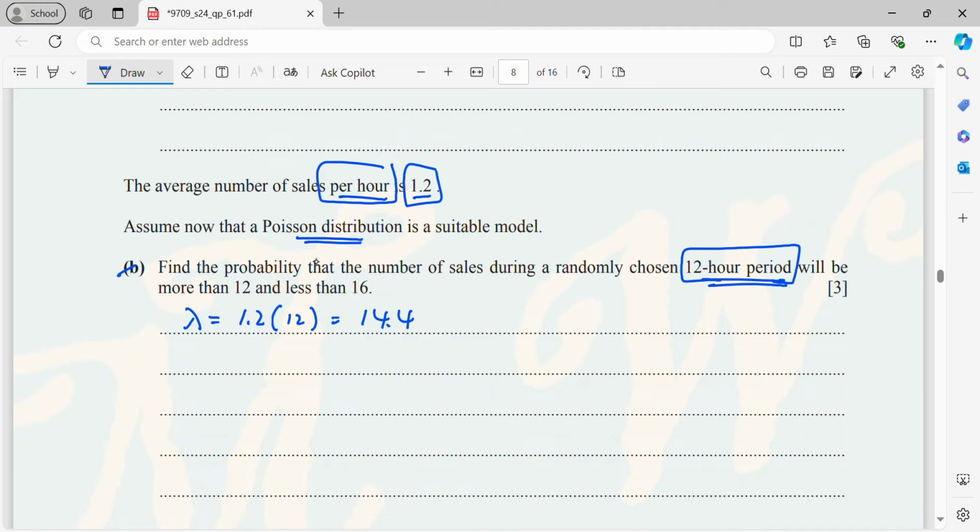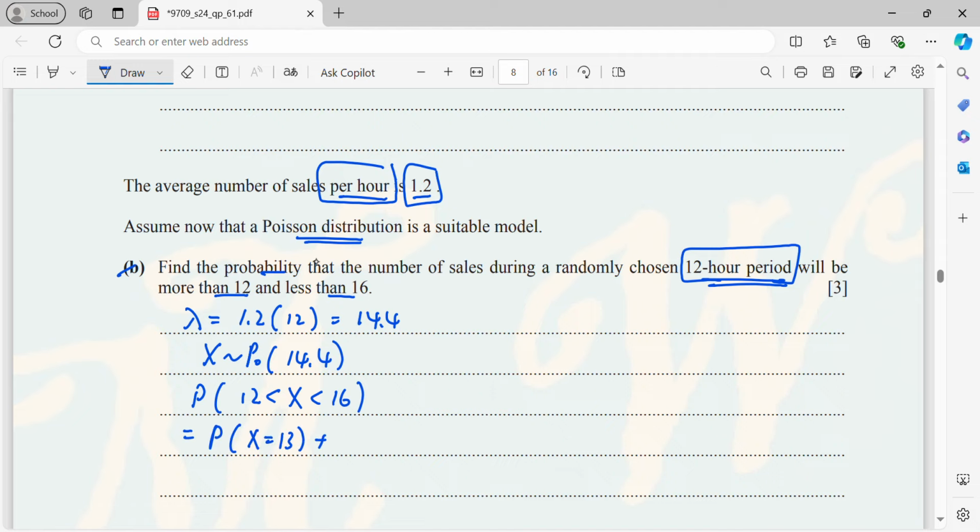Okay, so now for lambda equals 14.4, you need to find the probability of more than 12 and less than 16. That means I will write X is Poisson 14.4. Then the probability that X is more than 12 and less than 16. So that means your X values will be 13 until 15.